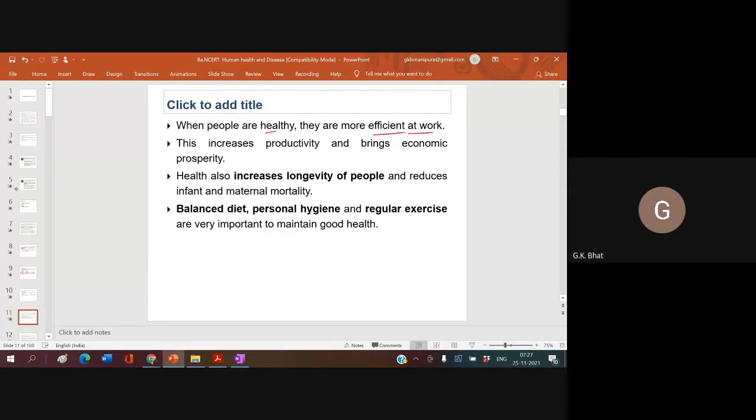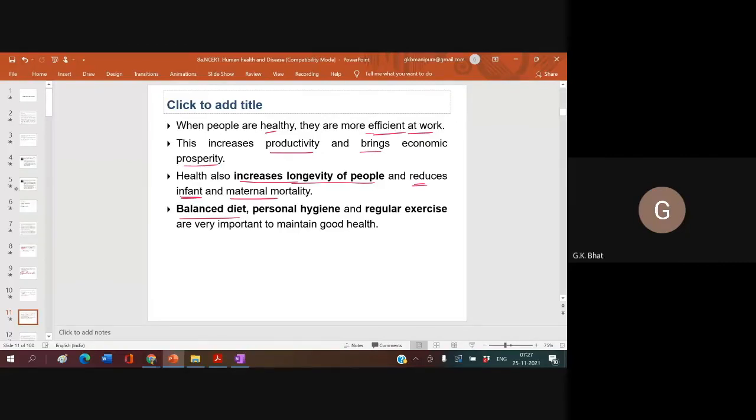When you are efficient at work, it increases productivity and brings economic prosperity. Health also increases the longevity of people. They live long on this earth, and it reduces infant and maternal mortality. Infant mortality is the death of young babies. Maternal mortality is the death of the mother. Health reduces infant mortality and maternal mortality.